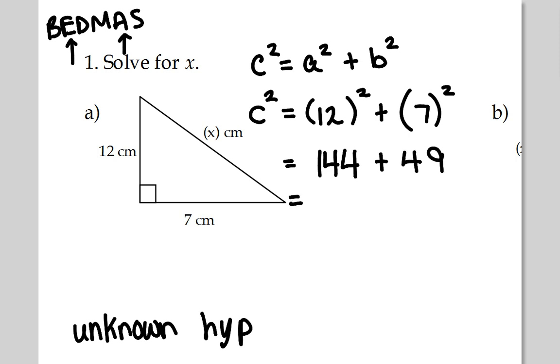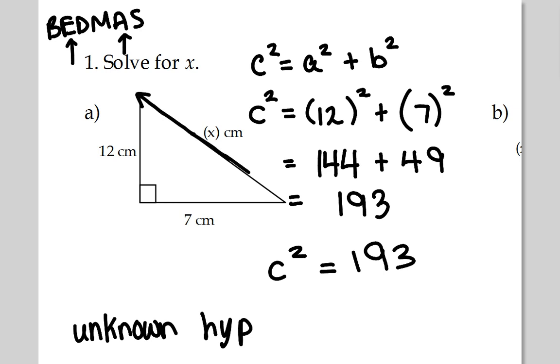Add those up. Help me out. 193. Okay, so that's the square for c. What that means is that the area of that square is 193, but I want the length of the square. That's what x is. x is the length, not the area. So what is that length that I drew there in black? I would have to do the opposite of square, which is square root. And that's what I'm looking for, the square root of 193.